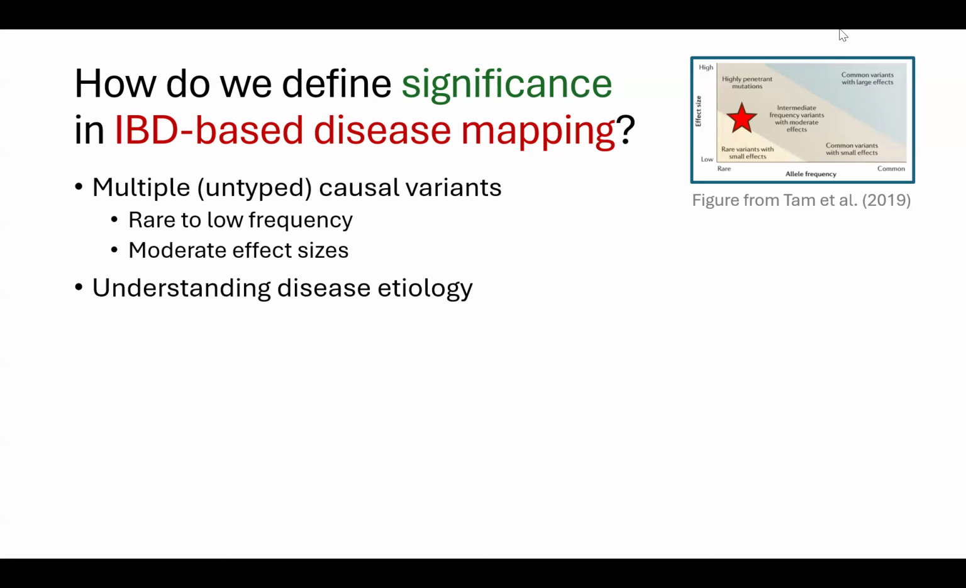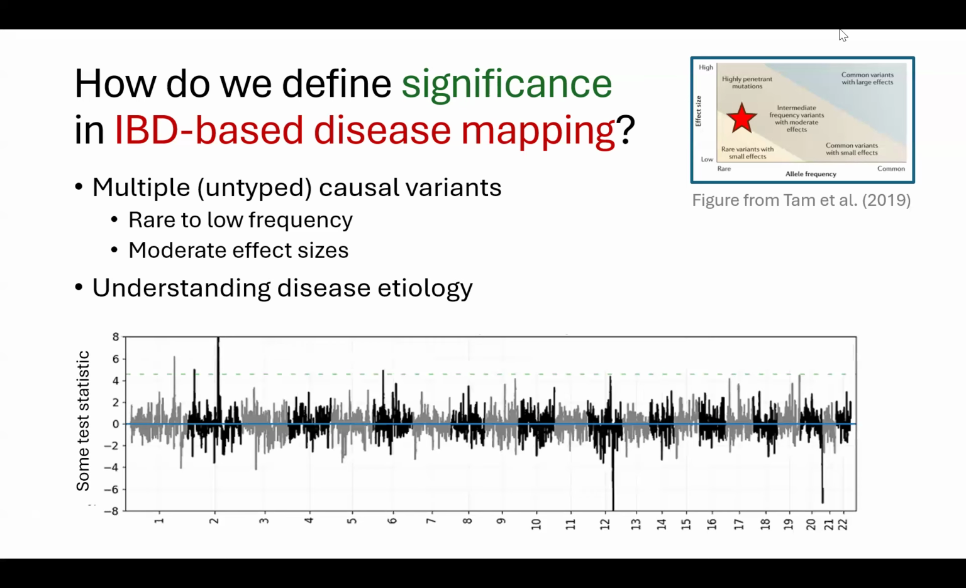So IBD-based disease mapping exists in the space of this red star. We may have multiple and possibly ungenotyped causal variants, and these will be at rare to low frequency, and we will aggregate the evidence of those variants. And all of those variants may have some moderate effect size. These can be particularly useful when we're thinking about understanding the mechanisms of disease as we trace back the inheritance from our ancestors. So throughout, I'll have figures that look like the figure here in the bottom of this slide.